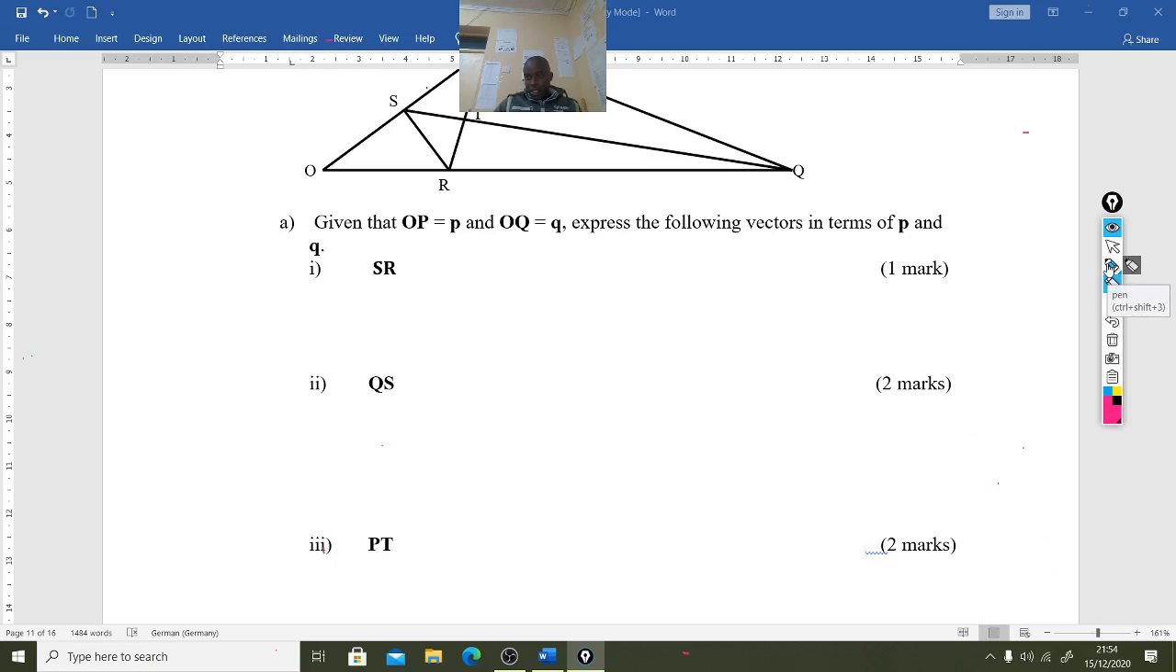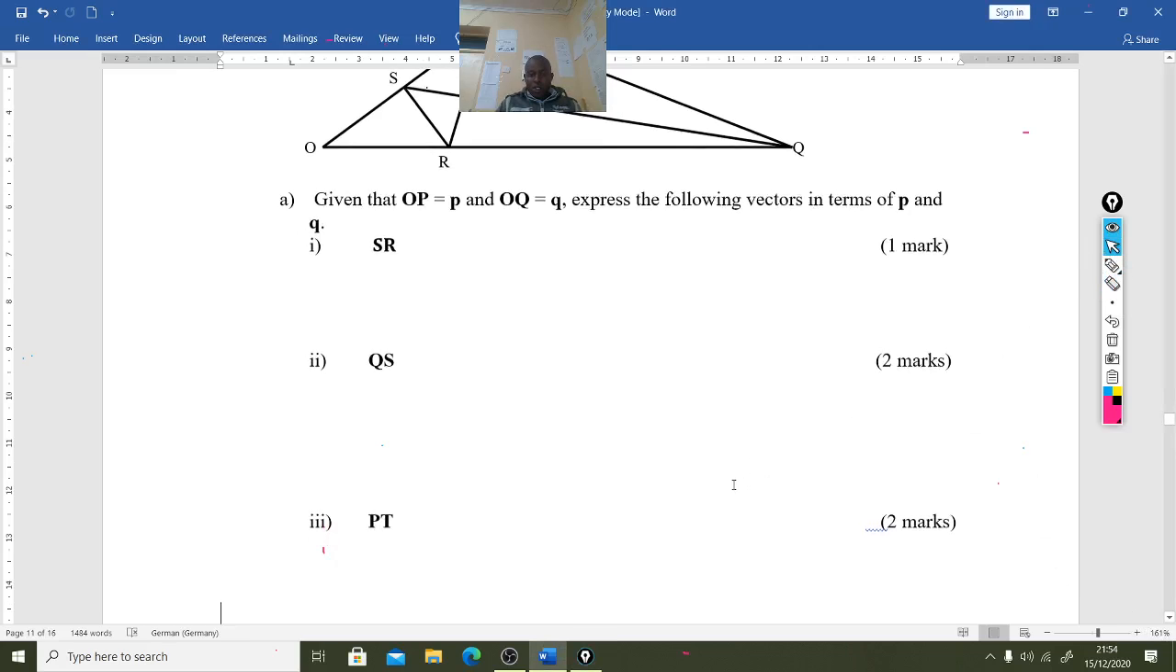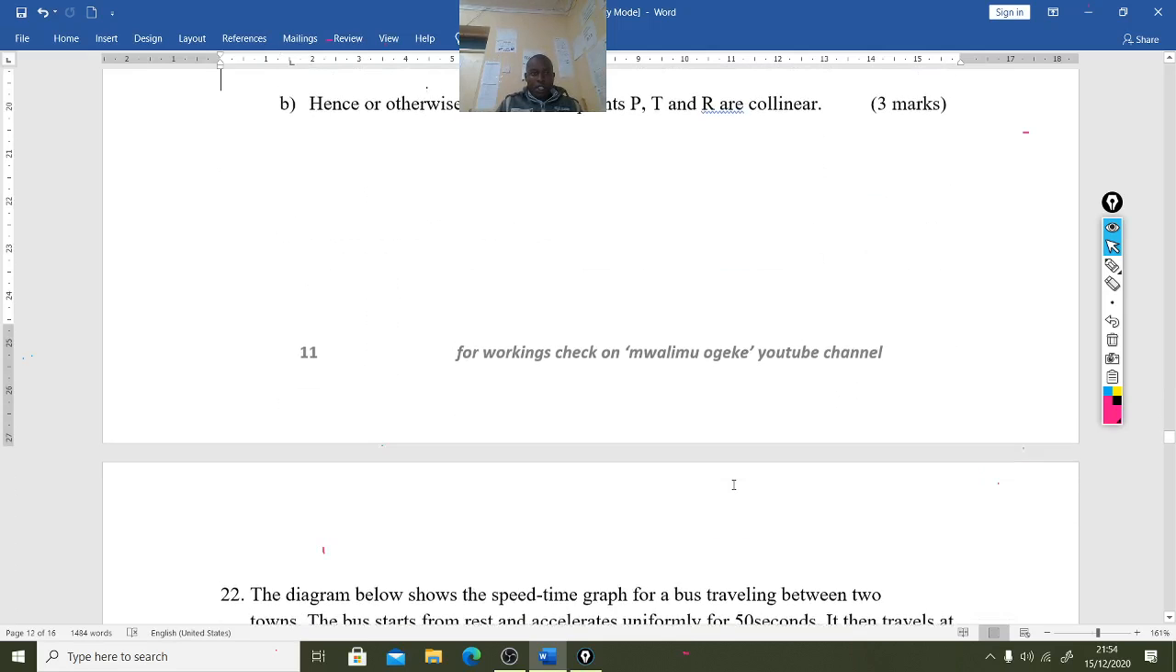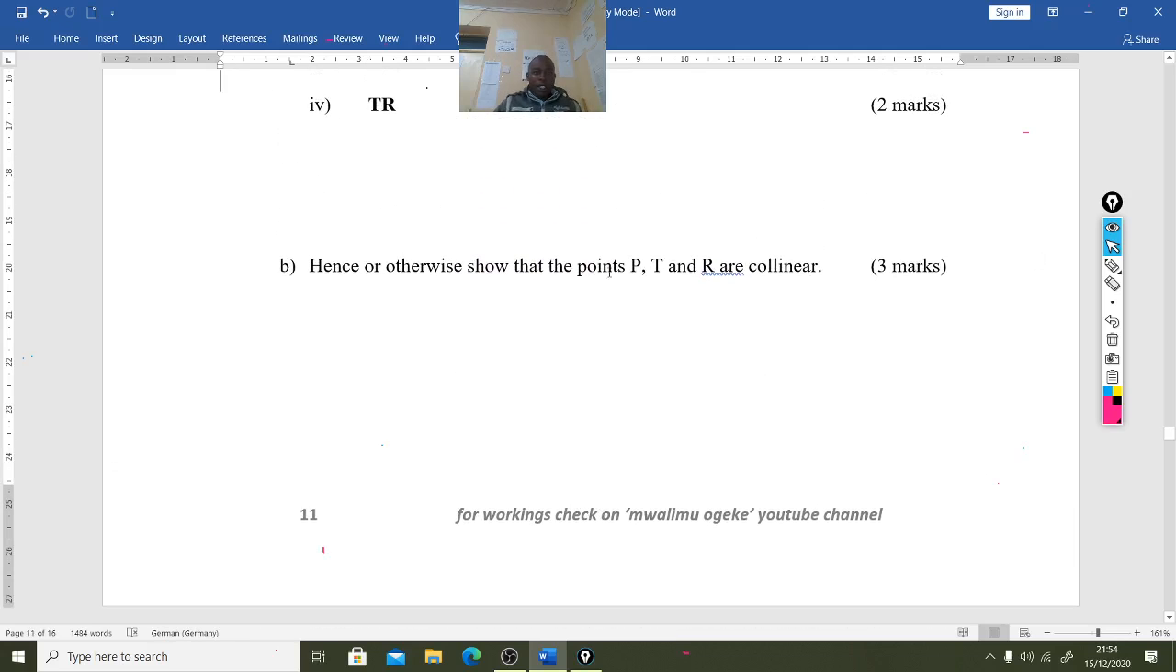We find TR. So our TR, we can equalize TR to be equal to TS plus SR. TS is a quarter QS, so we have a quarter QS plus that is SR.